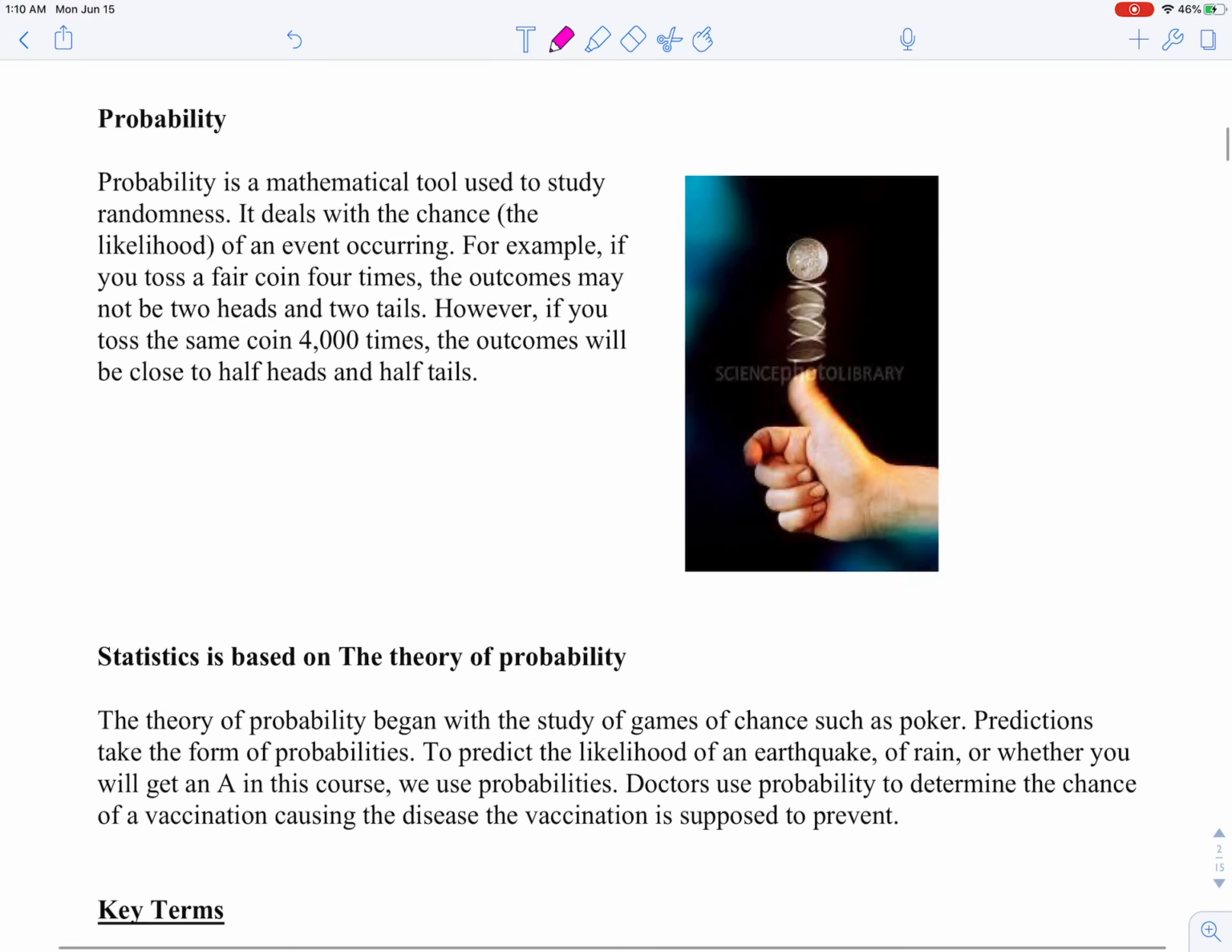Let's see, then we'll go on to probability. Probability is a mathematical tool used to study randomness. It deals with the chance, the likelihood, of an event occurring. For example, if you toss a fair coin 4 times, the outcomes may not be 2 heads and 2 tails. It could be a mixture of those two. However, if you toss the same coin 4,000 times, the outcomes will be close to half heads and half tails. And that's something we'll talk about later on.